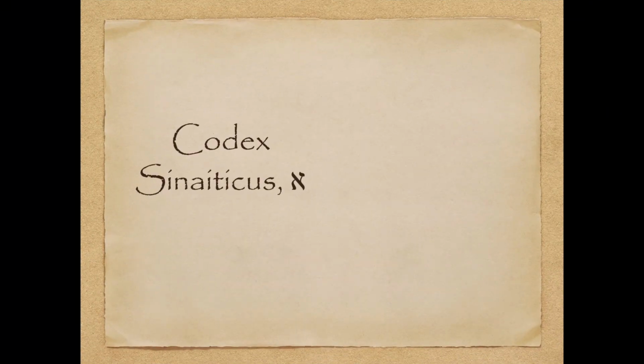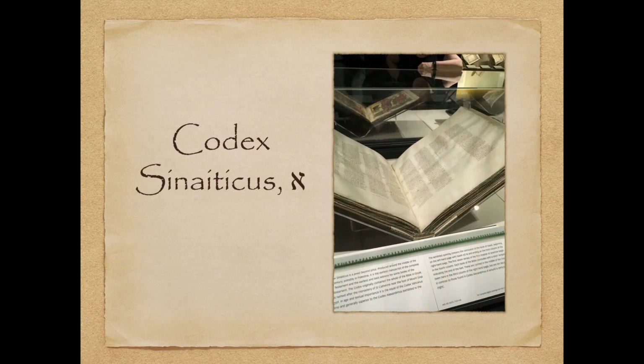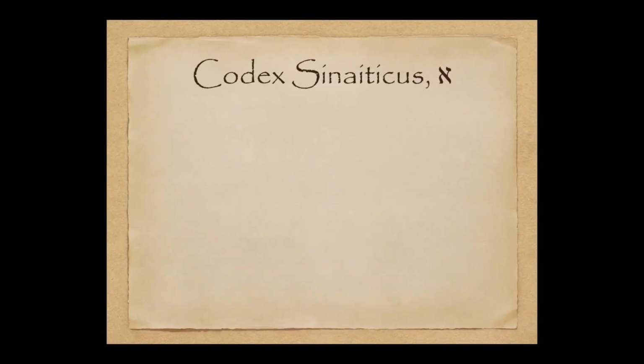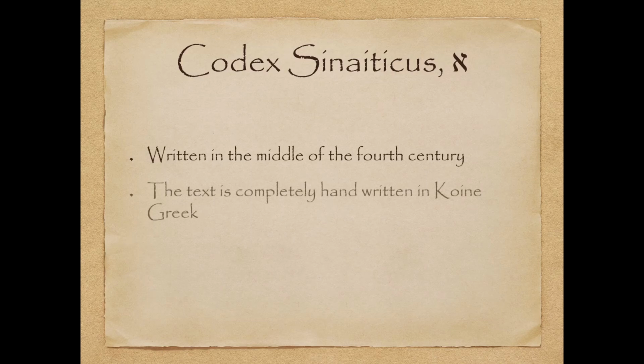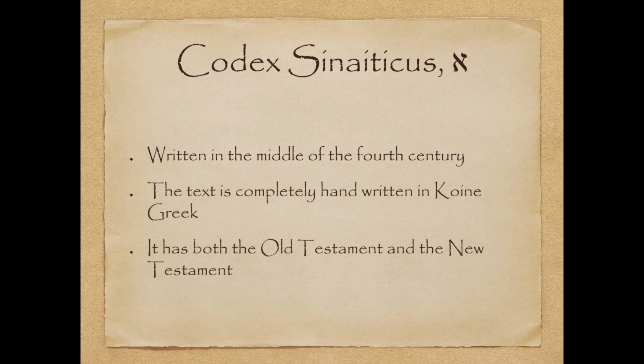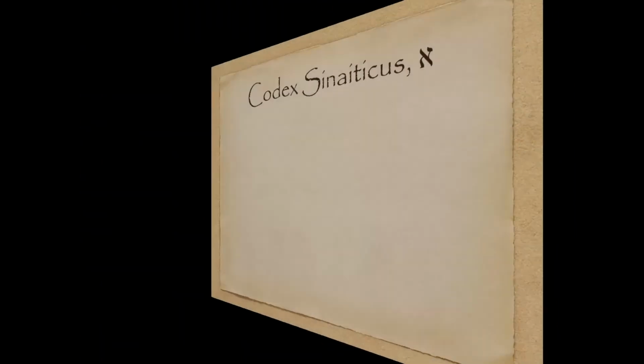Now let's talk a little bit about Codex Sinaiticus. It's kept in the British Library, and it's from AD 325. And I've actually seen this manuscript in the British Library. Now, Codex Sinaiticus was written in the middle of the 4th century. The text is completely handwritten in Koine Greek. It has both the Old Testament and the New Testament.